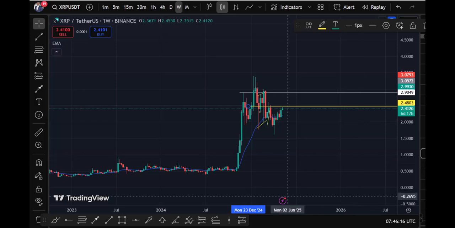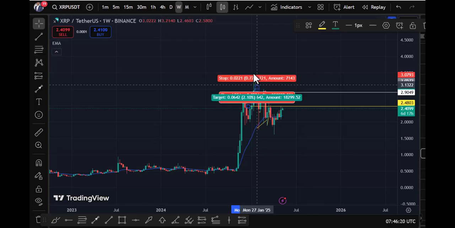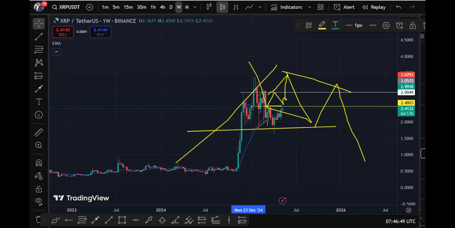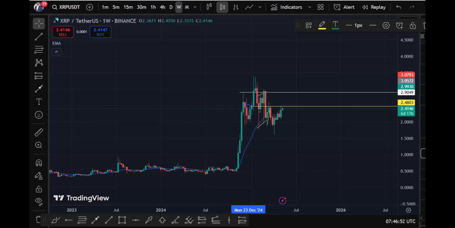Because from the weekly time frame, we have seen that this has completed impulse, correction, impulse, and it has broken this. So I think it's a very good one. So definitely this is going to hit $5 to $6 from the current market price. So that's Ripple. If you are trying to invest in crypto, invest in Ripple at this point.